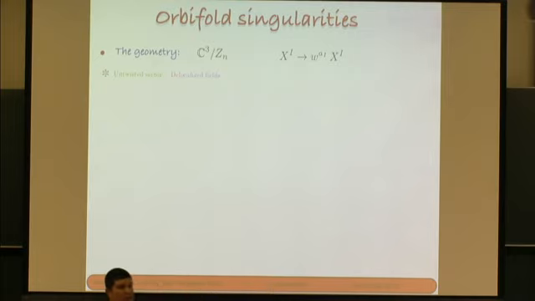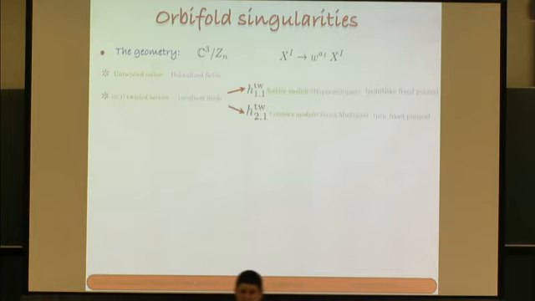Omega is e to the 2 pi i over n. It's just the nth root of the identity. Then in this geometry, the closed string part has two sectors, untwisted and twisted sectors. The untwisted sector lives in the full space, therefore is not localized at the singularity and is not interesting for the physics near the singularity, while the twisted sector is localized at the singularity.